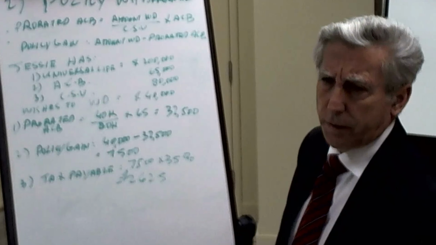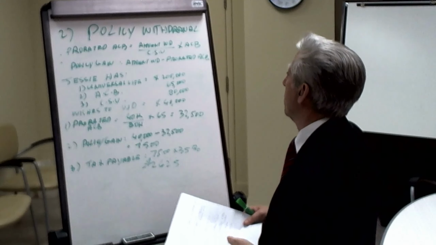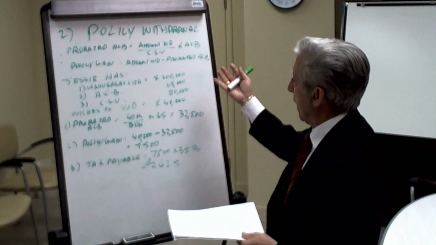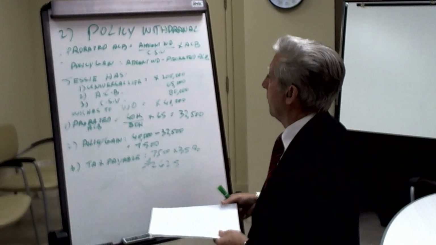Okay, so the second thing is we don't want to reduce the coverage. We like to keep the coverage at $200,000, but we still want to be able to withdraw some money. So this is the second part of how we do a partial surrender, what we call a policy withdrawal.